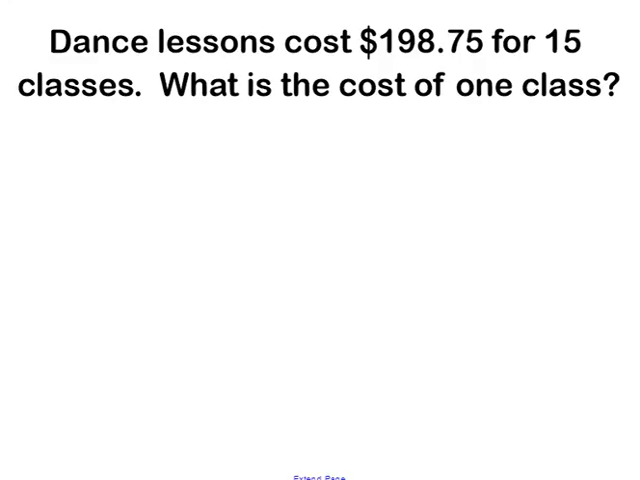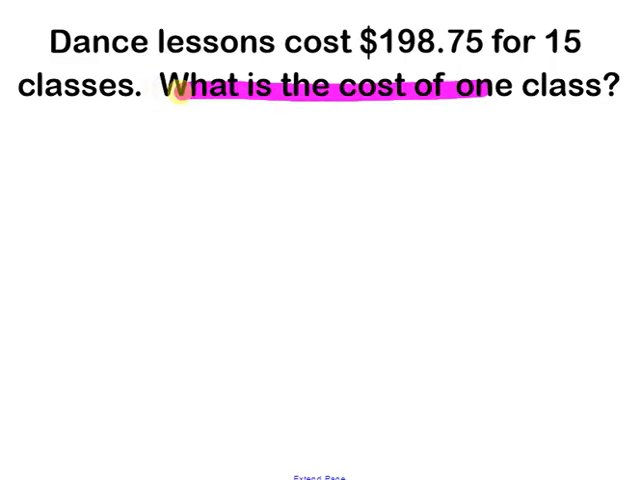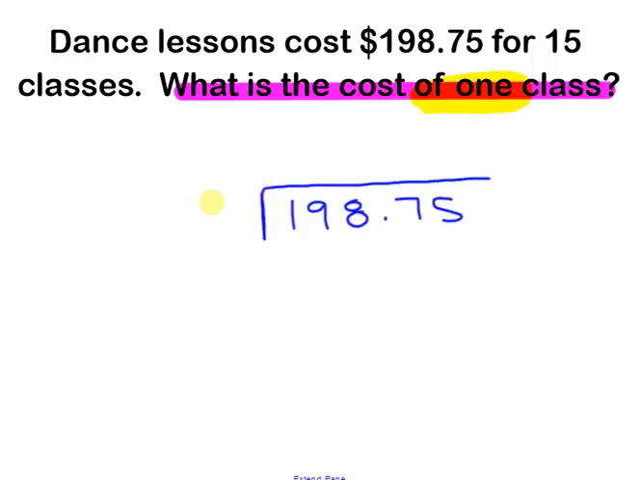Okay, let's take a look at another one. Dance lessons cost $198.75 for 15 classes. What is the cost of one class? So again, I'm going to highlight my question. What is the cost of one class? And what word is showing me division? Well, I want to know the cost of one class. Okay, so I'm going to be dividing it up into parts. All right, so I have $198.75 divided by 15. So immediately I need to bring my decimal point to the roof.